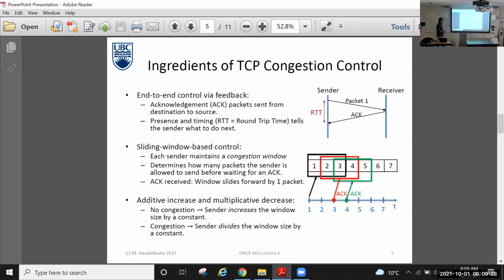Okay, so this is the first concept, end-to-end control via feedback. So acknowledgement packets are sent from destination to source, and the time between the packet being transmitted to the receiver and the sender receiving acknowledgement from the receiver is called round trip time. Okay, this is our first definition. Okay, but let's have a discussion.